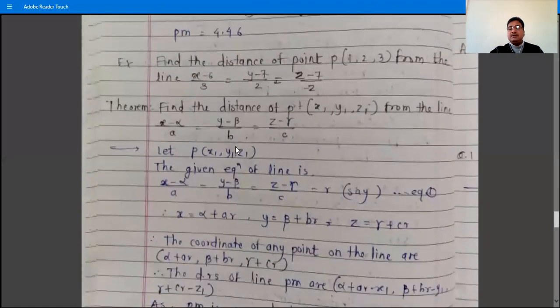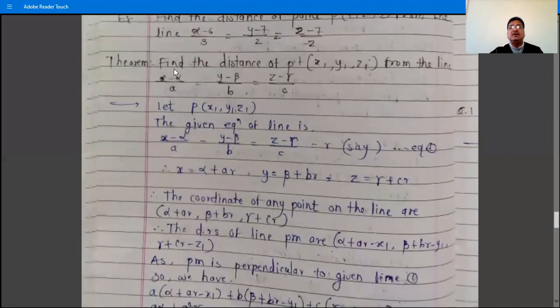So the next problem is to find the distance of this point from this line. Again it is the same type of problem, so this is for homework or assignment. Find the distance of the point from this line.